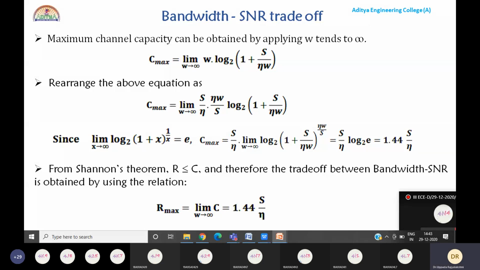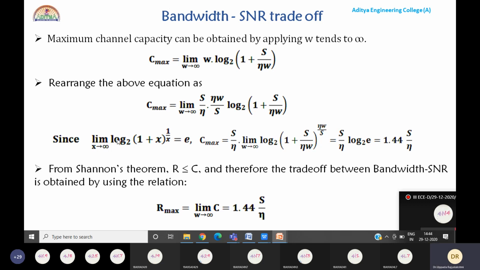Okay, so maximum channel capacity can be obtained by applying omega tends to 0. So same expression I have written here. Now let us rearrange this equation to express it in the form of limit x tends to infinite log 1 plus x whole power 1 by x. So this value is some e.